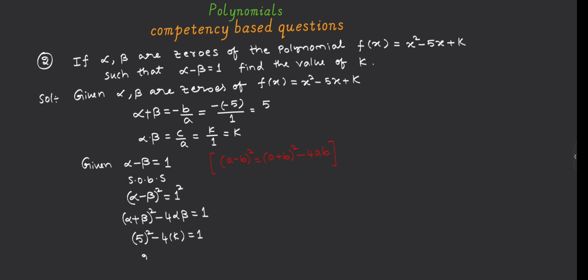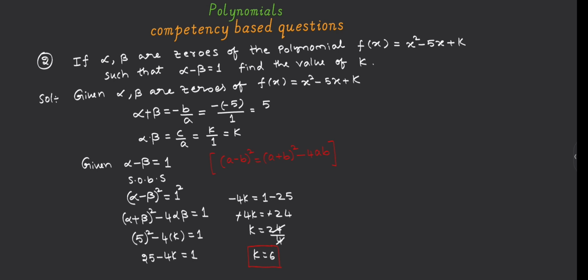So we get here 25 minus 4k is equal to 1. Transpose 25 to that side, then we get minus 4k is equal to 1 minus 25. So minus 4k is equal to minus 24, minus minus cancel. k is equal to 24 by 4, cancel, k is equal to 6. So here k is equal to 6. Hope you understood this. This is one more competency based question in polynomials.